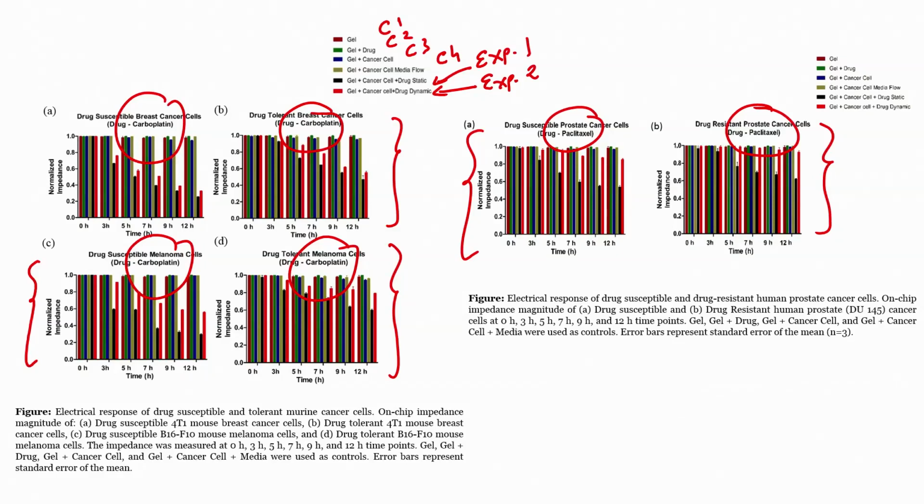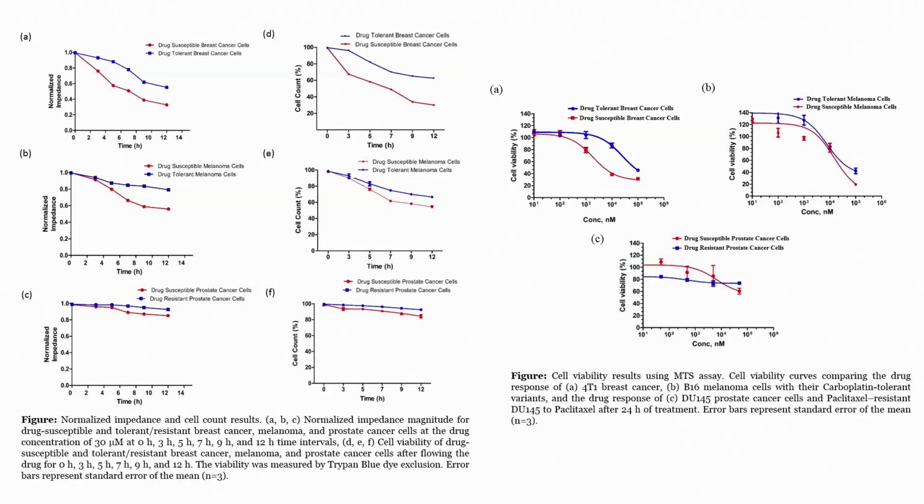So, for the present study these plots are obtained using 4T1 mouse breast cancer cells, B16 F10 mouse melanoma cells and DU145 drug resistant human prostate cancer cells. Okay. Now, if you see here, we obtain a clear signature when we are plotting normalized impedance versus time for impedance measured at 1000 hertz, because that is our optimized frequency.